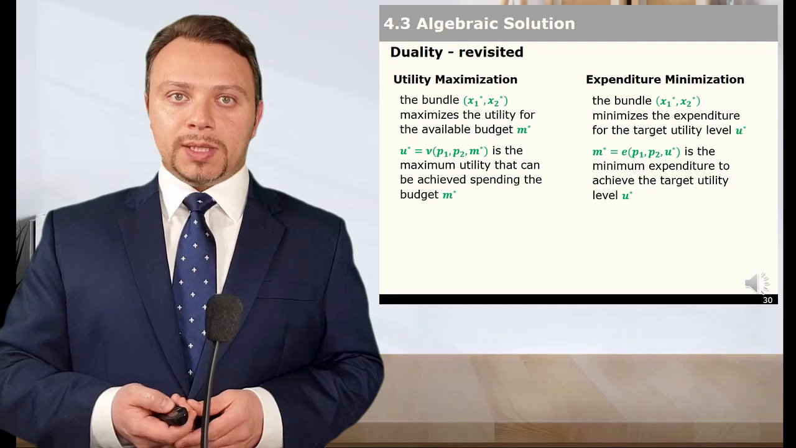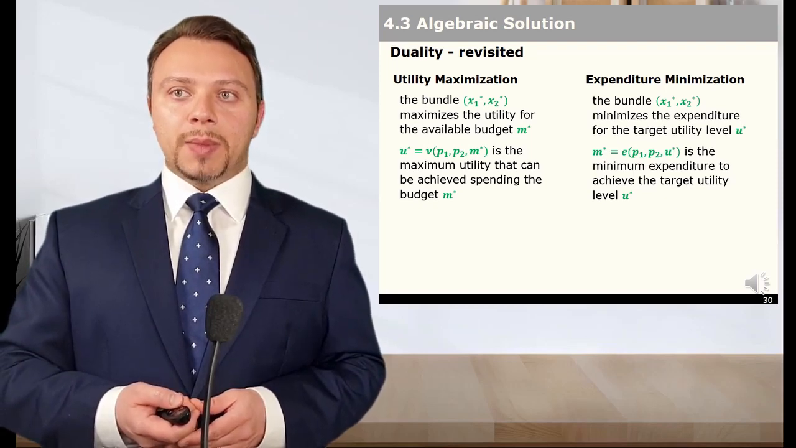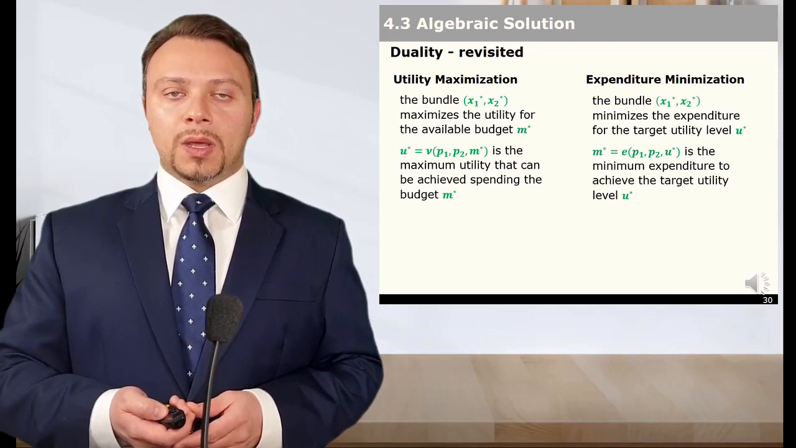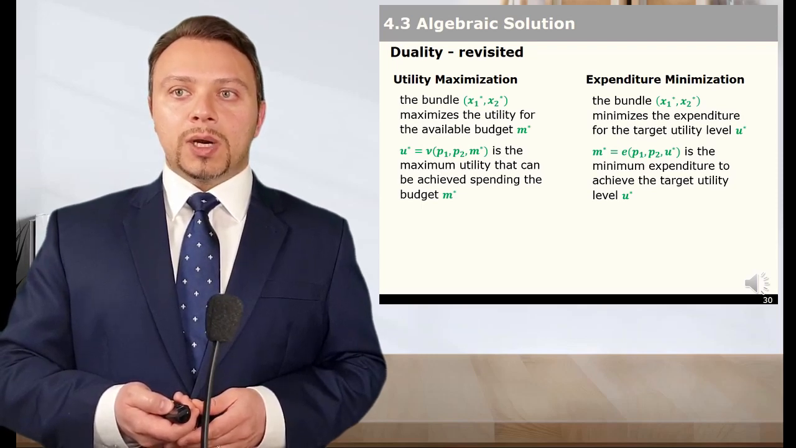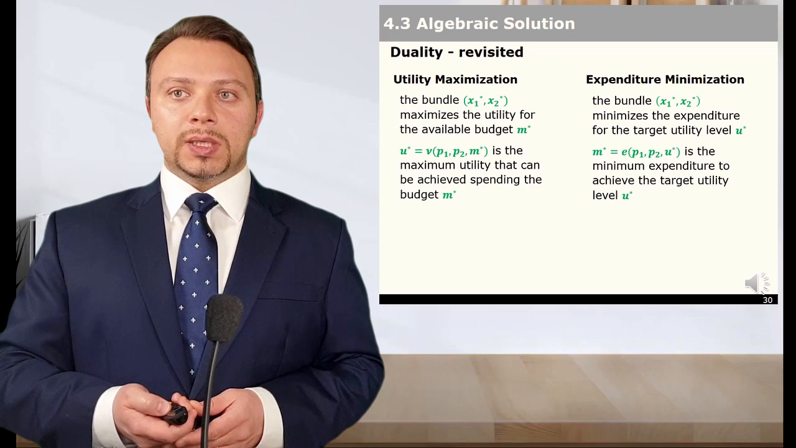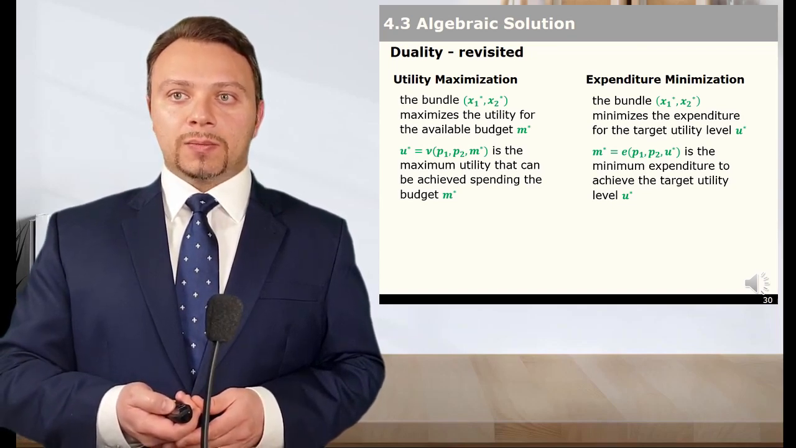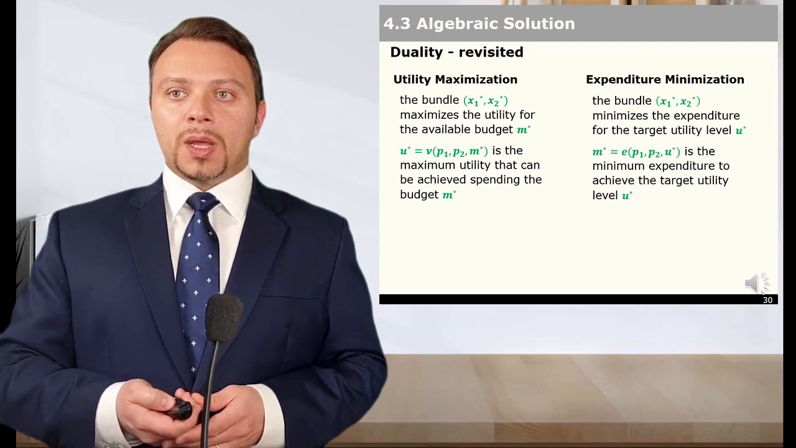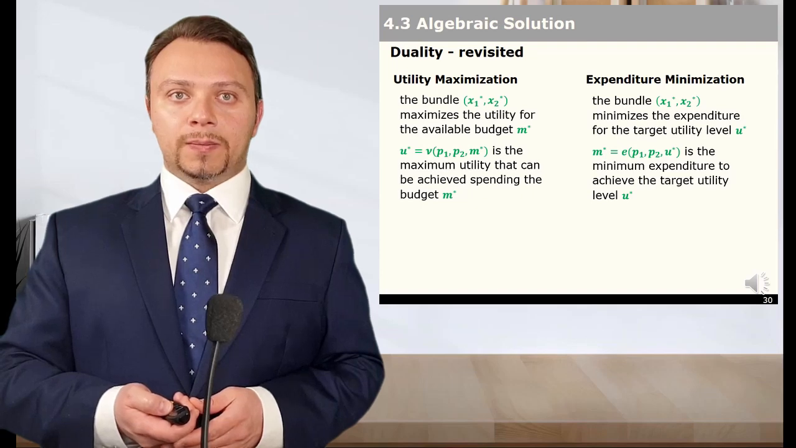In the expenditure minimization, on the other hand, the bundle x1 star, x2 star minimizes the expenditure for the target utility level. M star, which is the optimal expenditure in this case, can be computed by plugging P1, P2, and the optimal utility level, or the target utility level, into the expenditure function. M star here is then the minimum expenditure to achieve the target utility level.